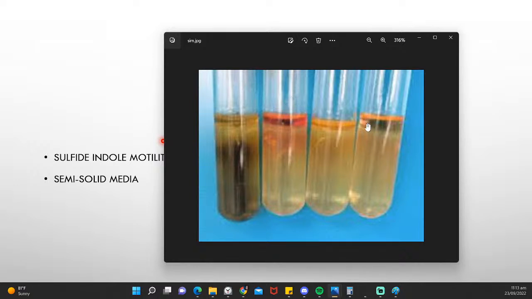Now, next is the other tube. Why is it black? Oh, that's easy na. That's easy to answer na. You don't need to add a reagent. Oh, yan na. Babalik tayo. Sulfide indole motility. Ayan na, nakakainis kayo pag hindi nyo nasagot yan. Magigigil kami ni Sir Marco. Ano na yan black? Bakit naman yan black?